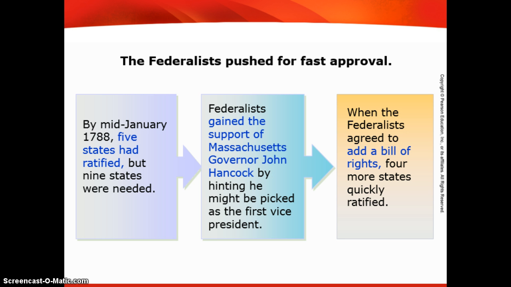The Federalists pushed for fast approval. By mid-January 1788, 5 states had ratified, but 9 states were needed. Federalists gained the support of Massachusetts Governor John Hancock by hinting he might be picked as the first vice president. We all know that John Adams will be the first vice president. When the Federalists agreed to add a Bill of Rights, 4 more states quickly ratified.